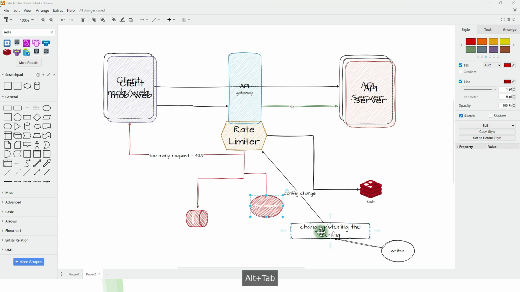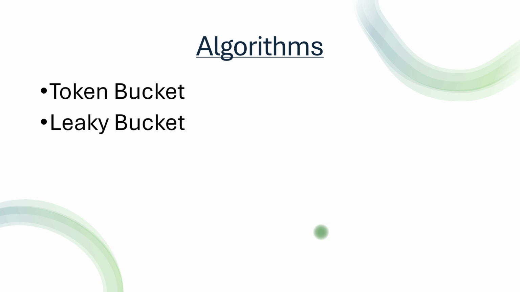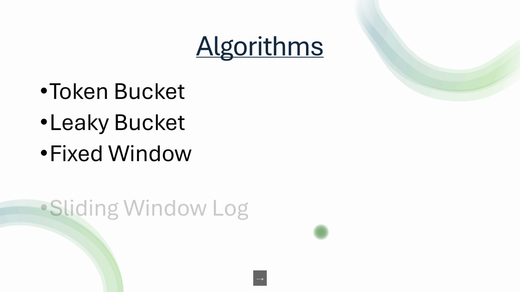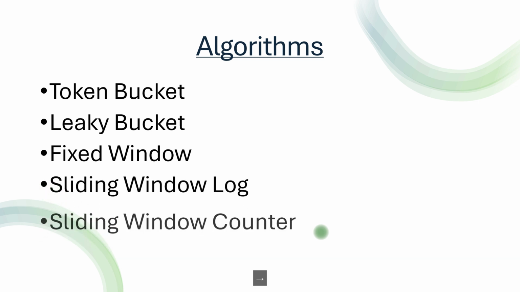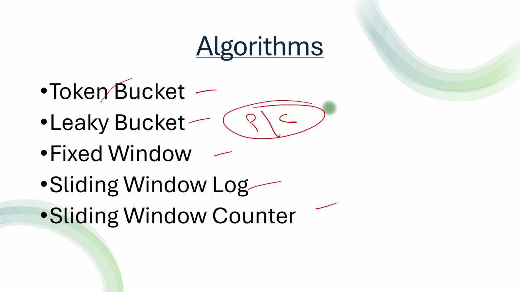Now coming to the next point: we have algorithms, the logic that we have to put in place. When it comes to logic, we have different algorithms: token bucket, leaky bucket, fixed window, sliding window log, and sliding window counter. Each of these has its own pros and cons and use cases where we have to apply them.